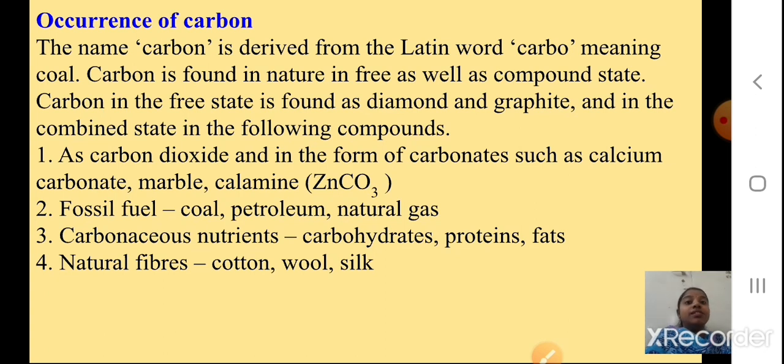Now occurrence of carbon. The name carbon is derived from the Latin word carbo, meaning coal. Carbon is found in nature in free as well as compound state. Carbon in the free state is found as diamond and graphite, and in the combined state in the following compounds. So freely how will you get it? In the form of diamonds and graphite. Combined state, as I gave you the example, as carbon dioxide, and in the form of carbonates such as calcium carbonate, marble, calamine, that is ZnCO3.